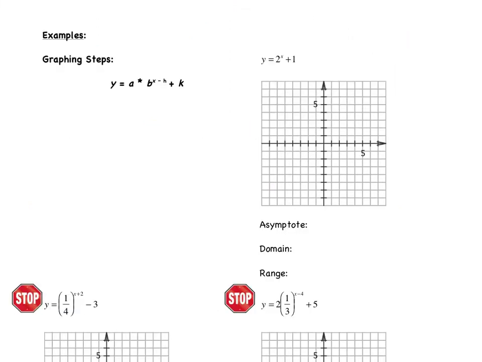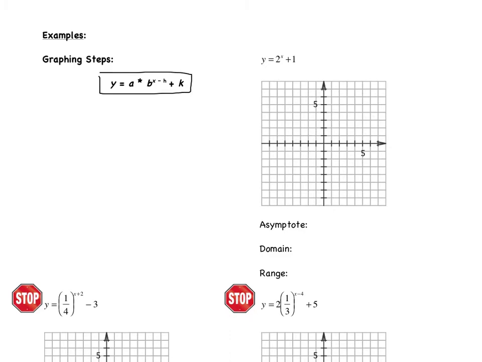Okay, so now we're going to move on to some more difficult graphing examples. These are called translations. So we're going to take those parent growth and decay graphs that we did on the previous page, and we're just going to move them around a little bit. Move them up, down, left, right. This is the new equation that we're looking at.